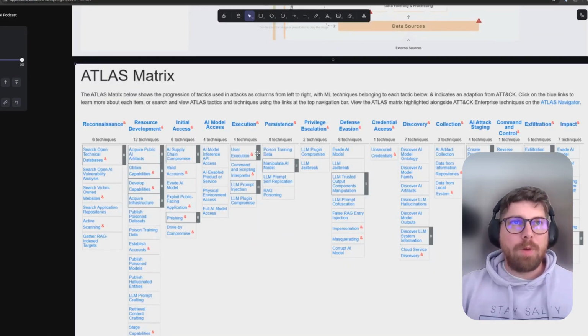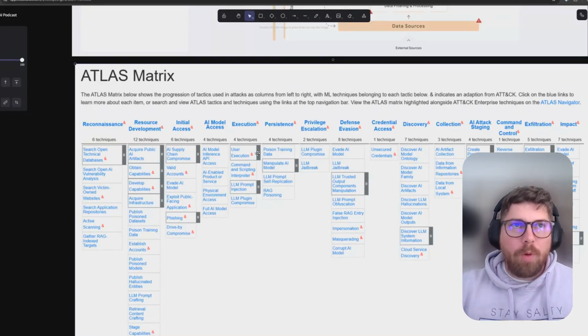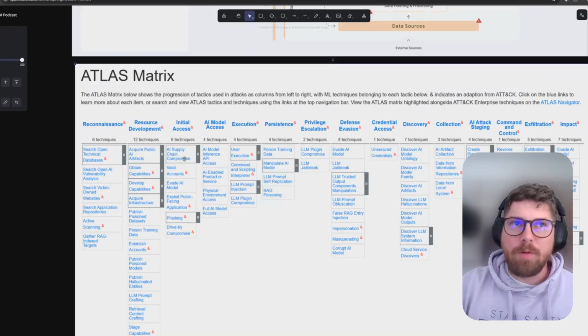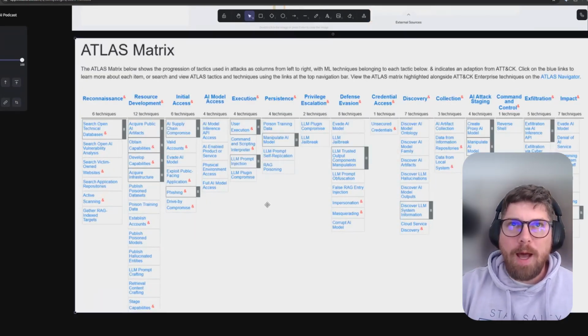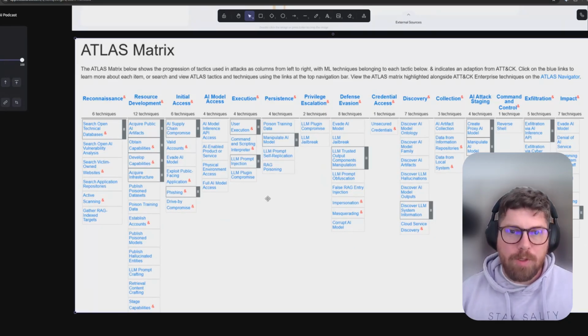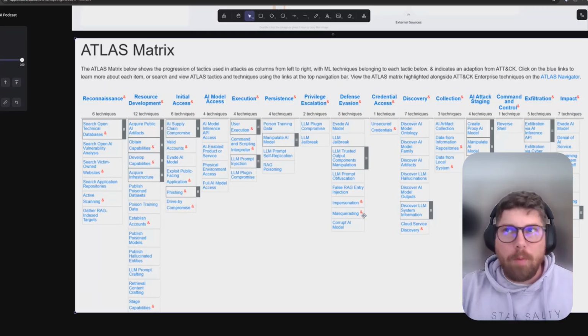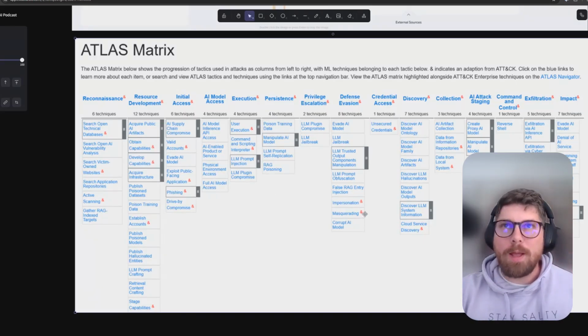So take a good look at the ATLAS matrix to know across the attacker lifecycle what are the things you should be paying attention to. But one of the things you'll start to realize as you're looking through it is that a lot of the in the wild attacks that we're seeing are just credential stealing, and then using those credentials maliciously. While you'll hear a lot about things like model poisoning or stealing weights, we don't really see a lot of that in the wild.